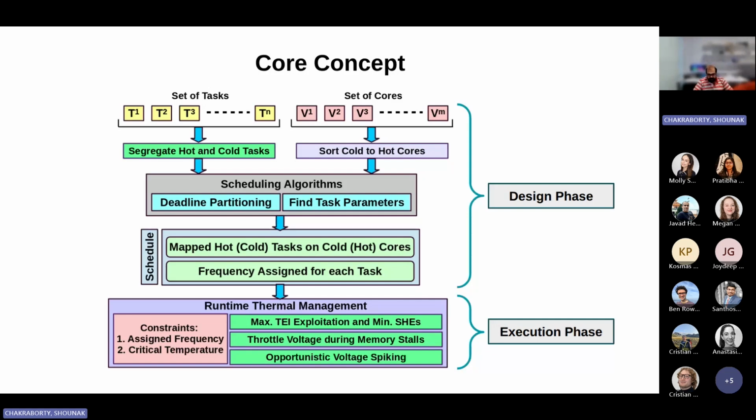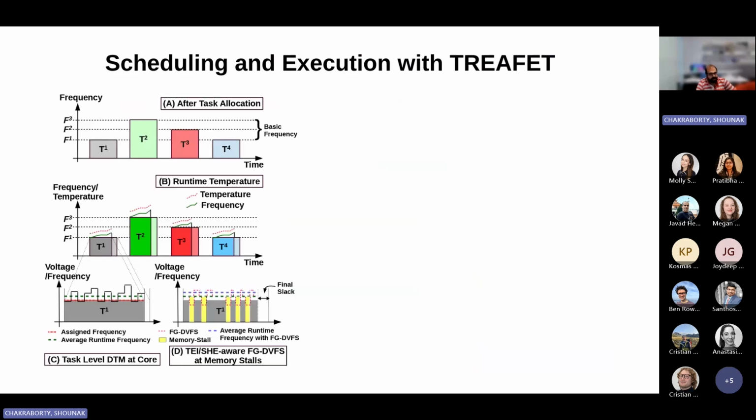Then we have also done opportunistic voltage spiking. This diagram will make it much clearer. A is the task allocation. We have assigned 4 different tasks, T1 to T4, to 3 different frequency levels, where T1 and T2 will be executed at frequency 1, the lowest frequency level, and T3 and T4 will be executed at F3 and F2 levels respectively. Now during runtime, you can see how temperature will change. That is the red dotted line in figure B. But at the same time, if this temperature changes, the frequency will also change, because we are using FinFET based circuitry.